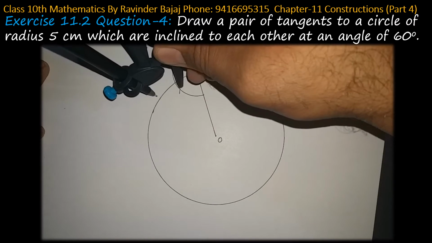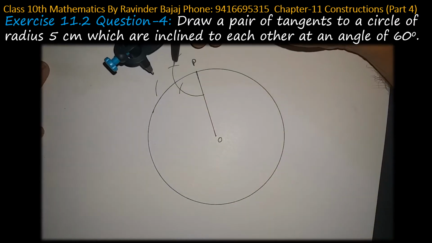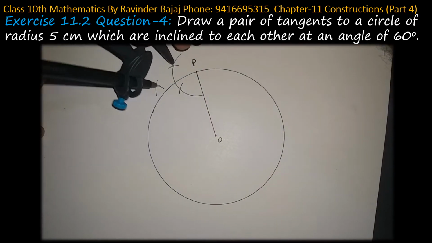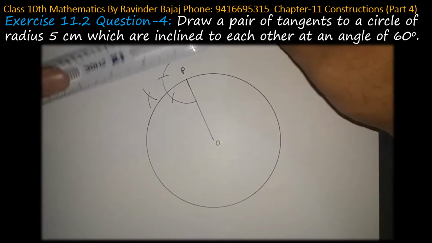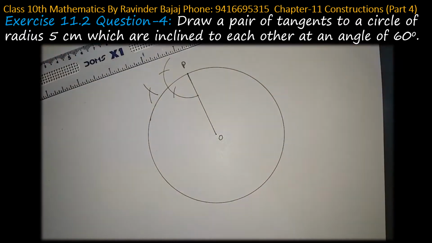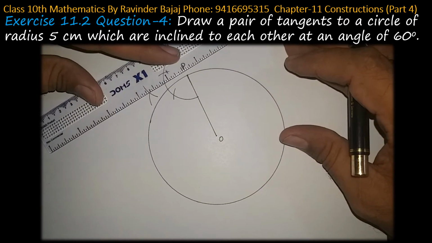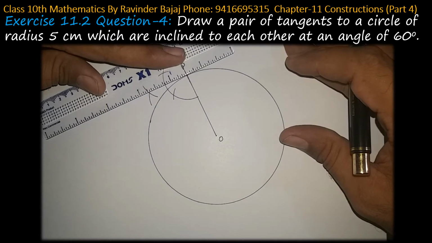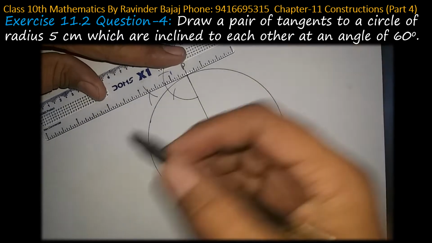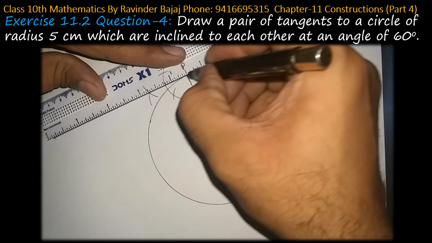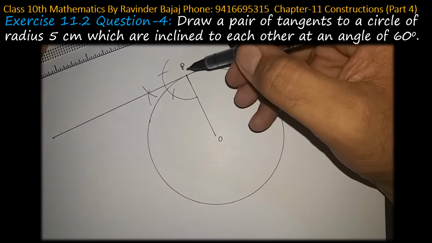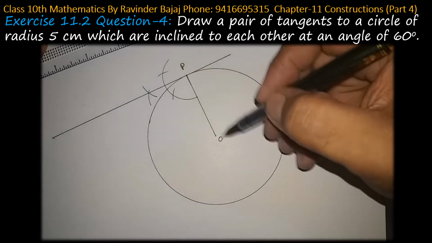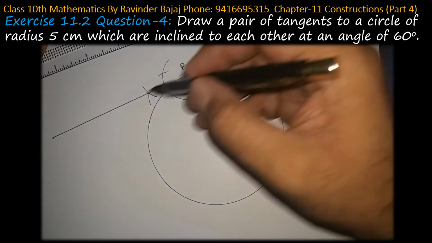Between 60 and 120, you will get a 90 degree angle. So here it is the 90 degree angle. Join P with this point, you will get a line which is making a 90 degree angle. This is a tangent to the circle, making a 90 degree angle to the line joining the point of contact with the center. This is for the justification that it is a tangent.